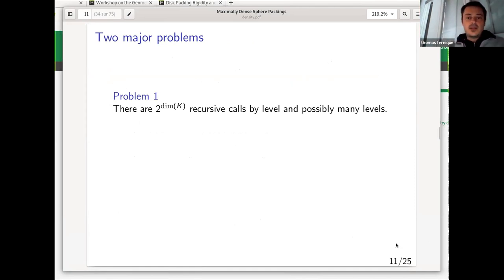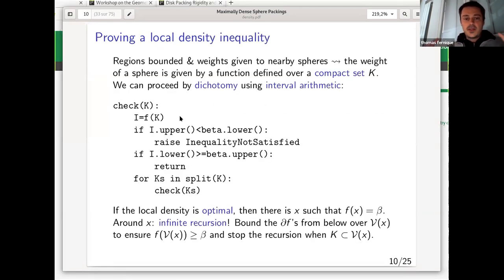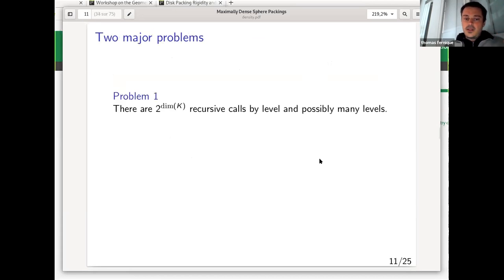In practice, you have two major problems. The first problem I already mentioned is that it can be very long, because if you look here at the program, you make a lot of recursive calls. And moreover, when you split your compact set, if it is only an interval, you split it in two. But if you have two parameters, you split it in four, and so on. But usually, you have a lot of dimensions. For example, for the Hales problem, it has been shown that you have to consider at most, I don't remember exactly, I think it's 49 spheres around the central sphere. With 49 spheres, you have three coordinates for each sphere. It means more or less the dimension of K is about 150. So at each recursive call, you will do 2 to the 150 recursive calls. So of course, it's not possible like this. You have to be more clever.